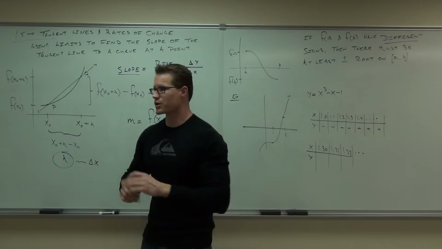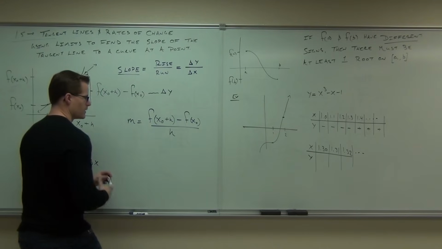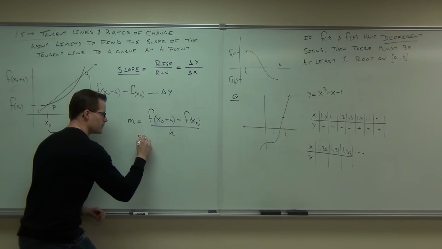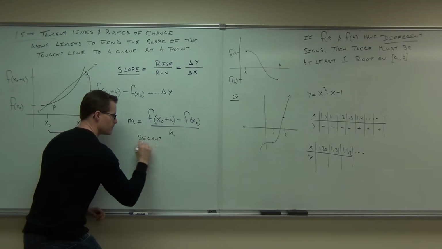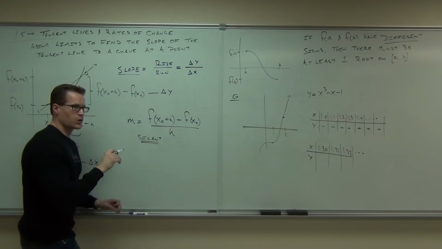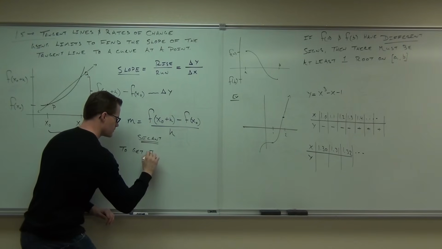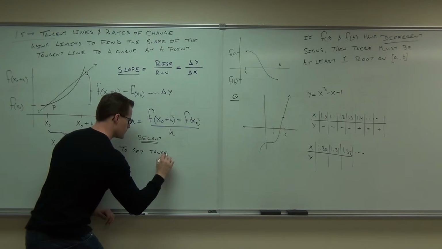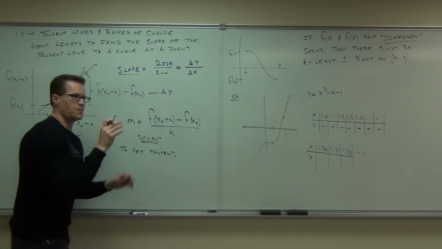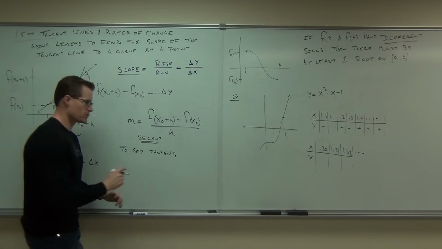So what we're going to do is, this is a secant right now. In order to get the tangent, we're going to make point Q get close to point P.